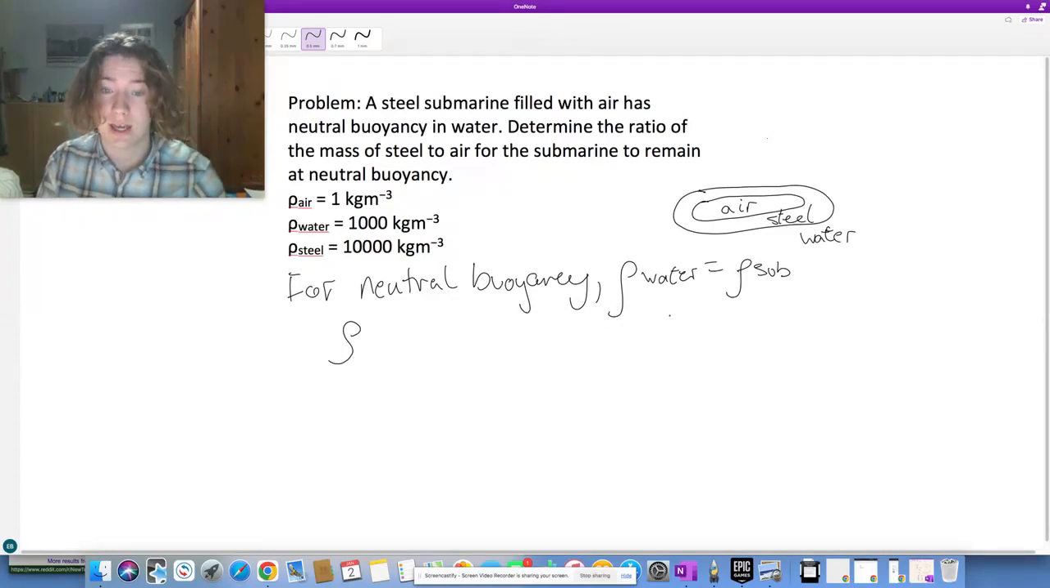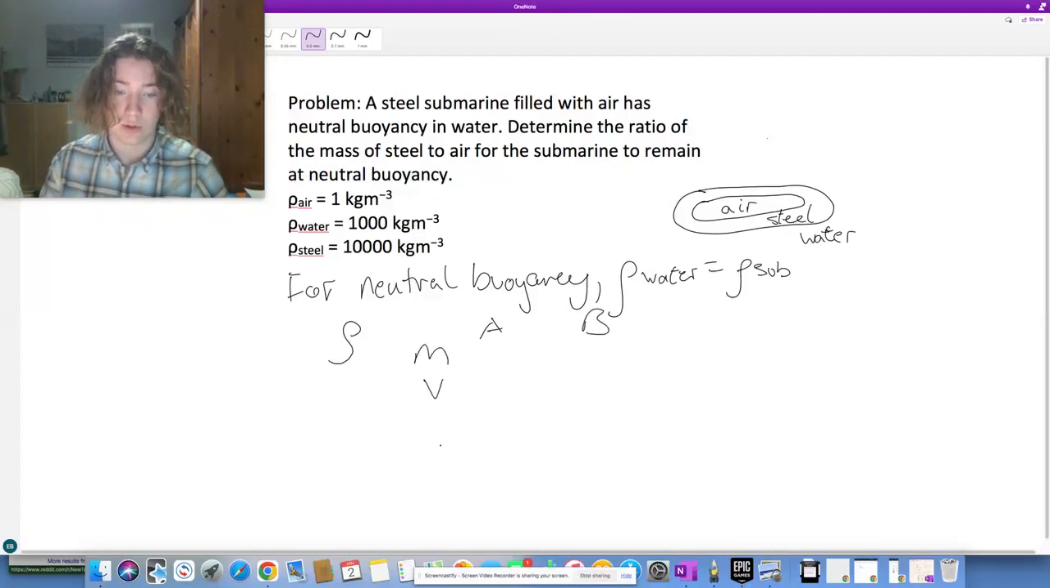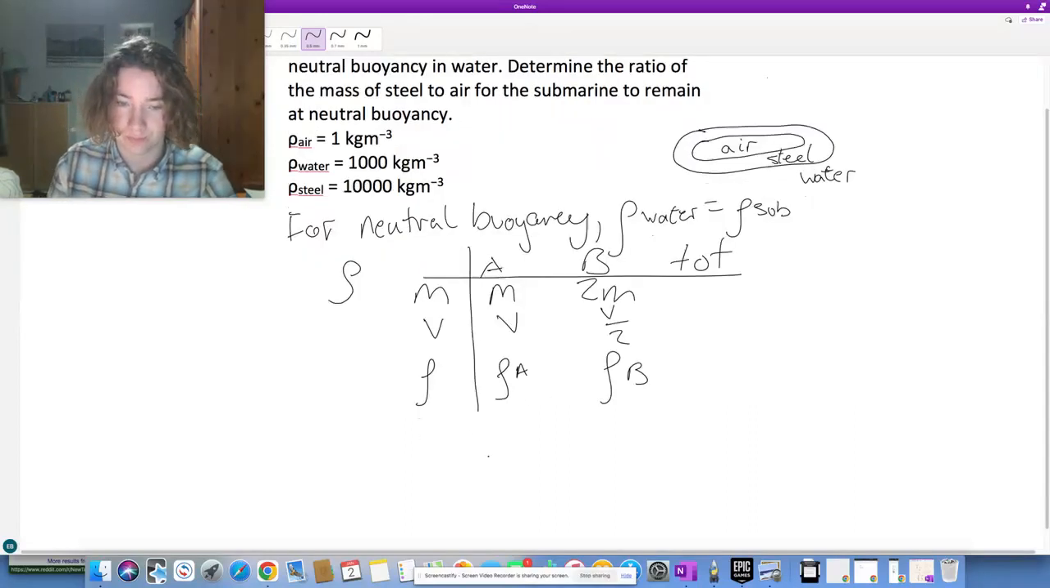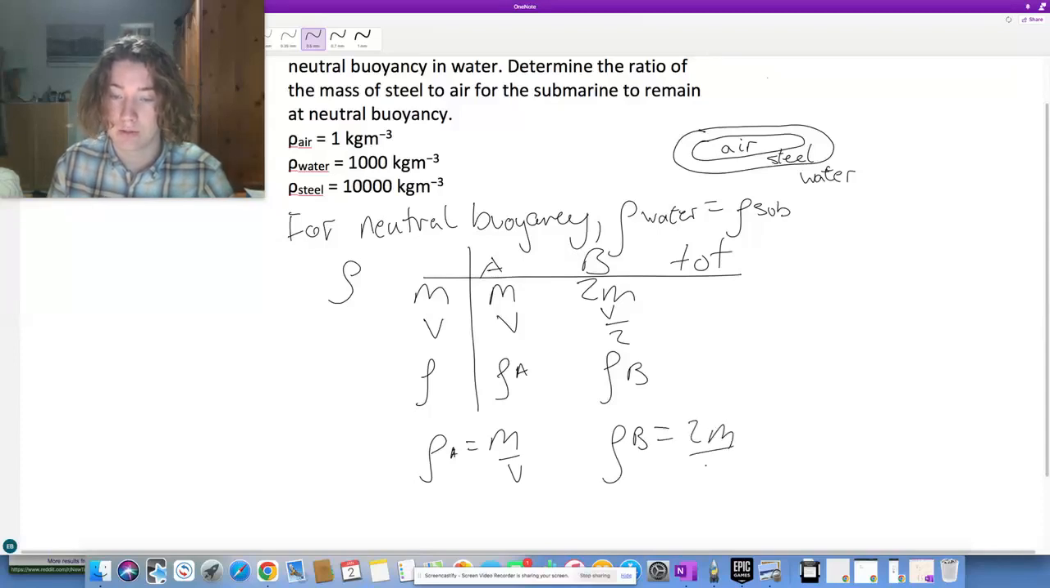Let's consider two objects, A and B. We have mass, volume, and then the density. Now let's consider this. The density of A is going to be m over v. The density of B is 2m over half v, which is 4m over v. And so if we add the totals, the mass will be 3m, and the volume will be 3 over 2 v.